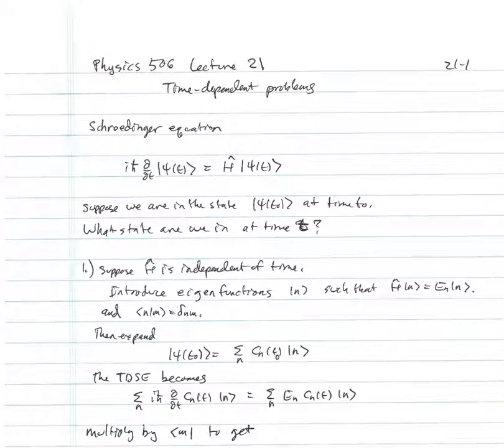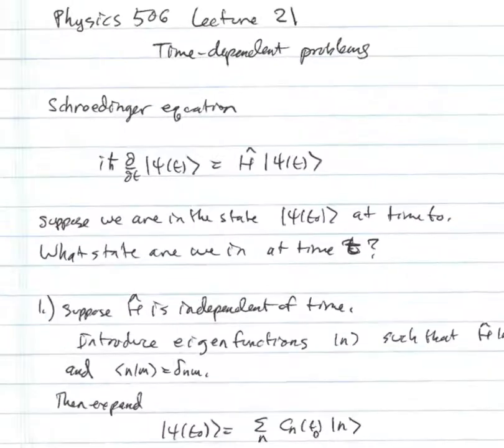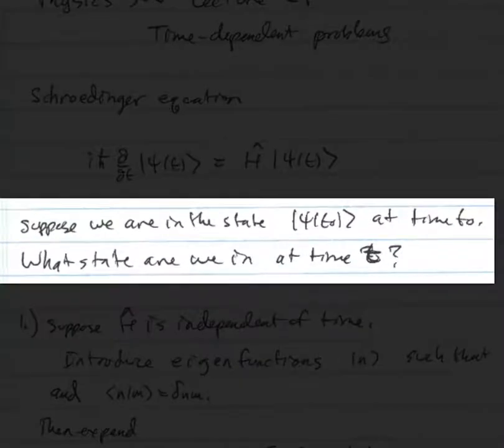Welcome to our first video lecture for Quantum Mechanics 2. We're going to be starting a unit now on time-dependent problems. Time-dependent problems turn out to be some of the most complicated and difficult problems in quantum mechanics. In fact, I think it's fair to say that much of the research that's done in quantum mechanics is done on time-dependent problems. So what does a time-dependent problem mean?